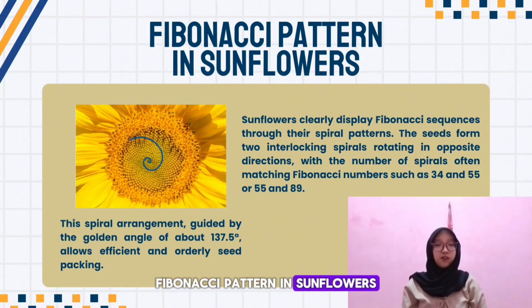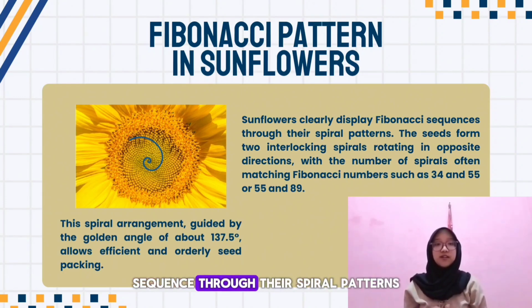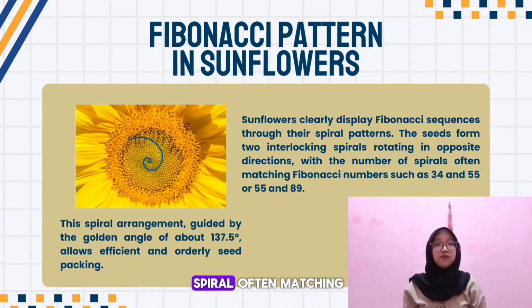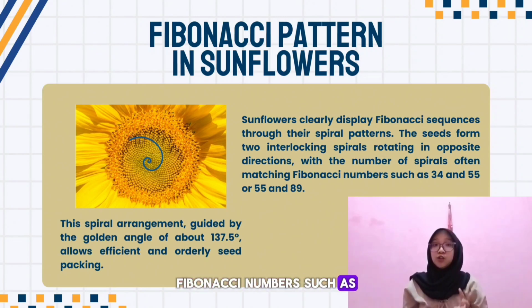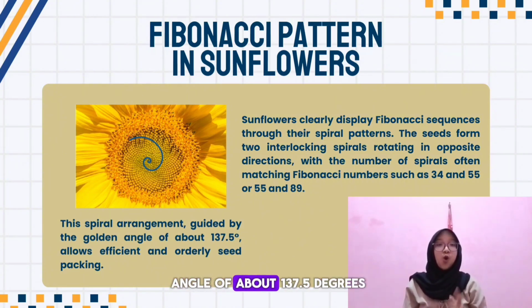Fibonacci pattern in sunflowers. Sunflowers clearly display the Fibonacci sequence through their spiral patterns. The seeds form two interlocking spirals rotating in opposite directions, with the number of spirals often matching Fibonacci numbers such as 34 and 55, or 55 and 89. The spiral arrangement, guided by the golden angle of about 137.5 degrees, allows efficient and orderly seed packing.